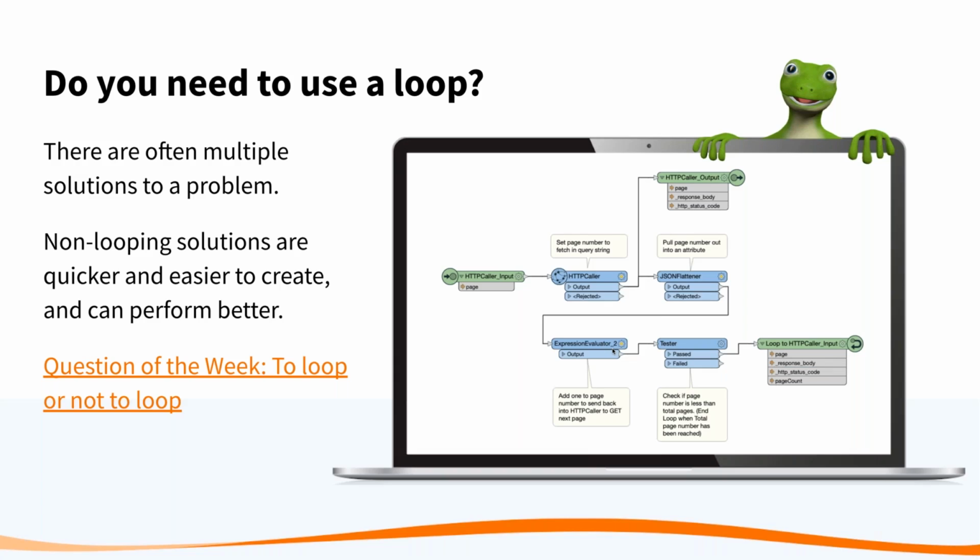So instead, what we could have done is fed this total page number into a cloner, and this would have created a feature for each page number that we could have used in the HTTP caller. So definitely, if you are leaning towards using a loop, evaluate whether that is the best solution. There are often multiple solutions to a single problem, and non-looping solutions we find are usually quicker. They're definitely going to be easier to create, and you can see better performance as well.